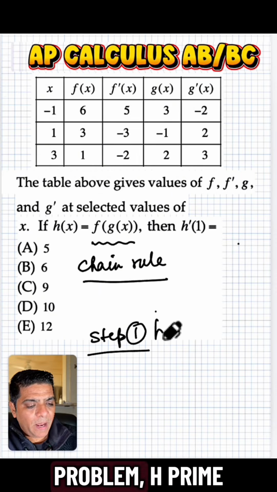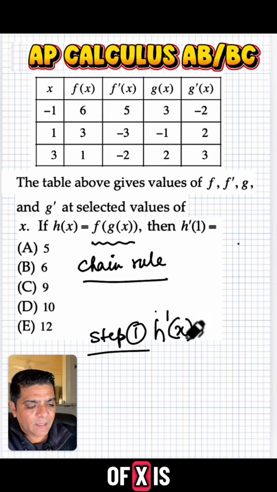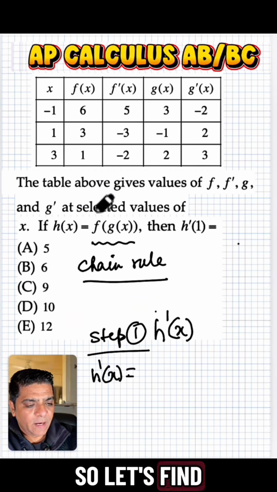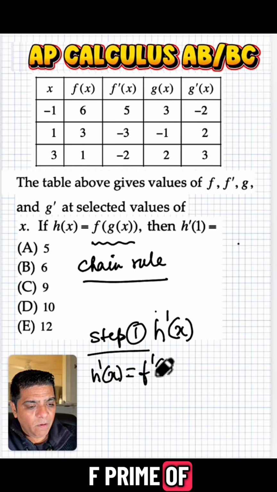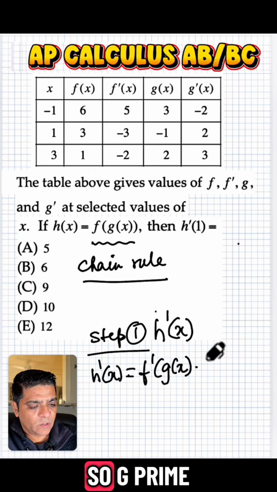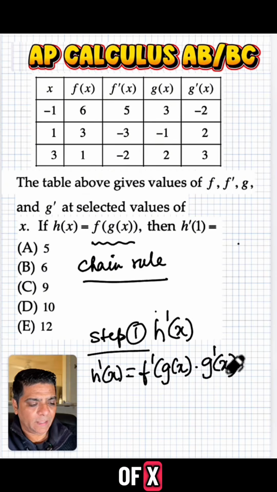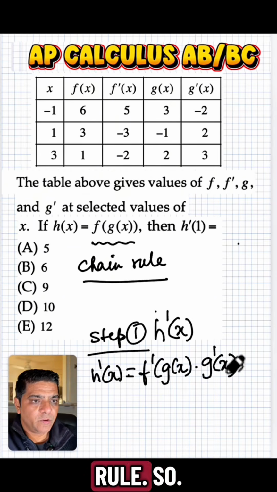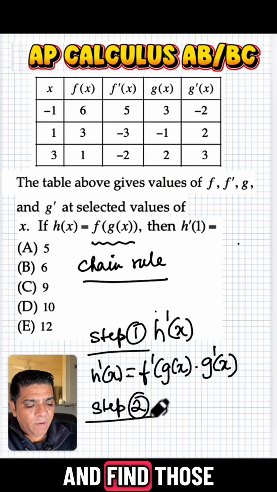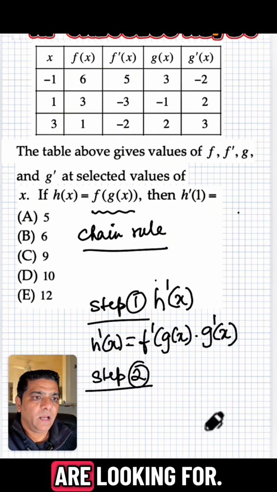So for our problem, h prime of x is given by, so let's find the derivative of the outer function, f prime of g of x, that's our outer function, times the inner function is g of x, so g prime of x. Okay, so that is the chain rule. So we can go ahead to the table now and find those values that we are looking for.